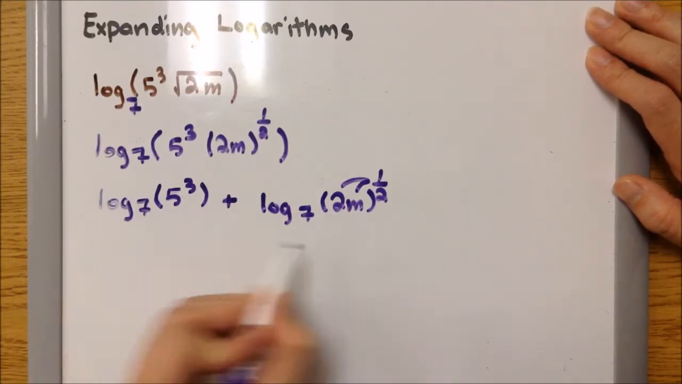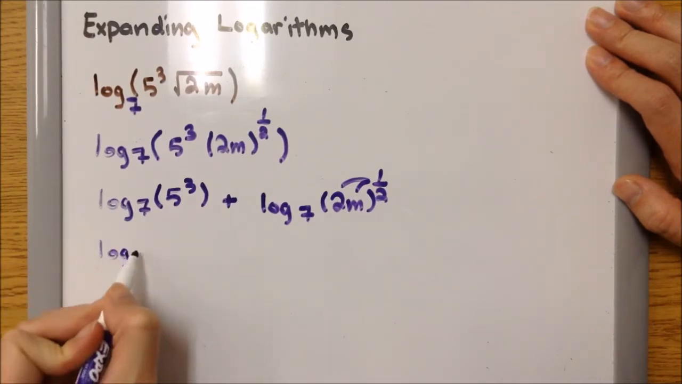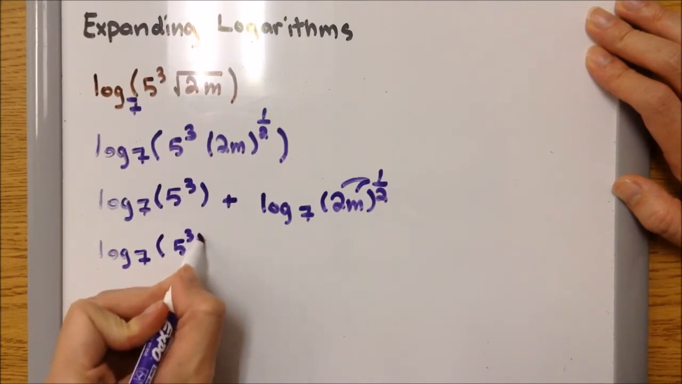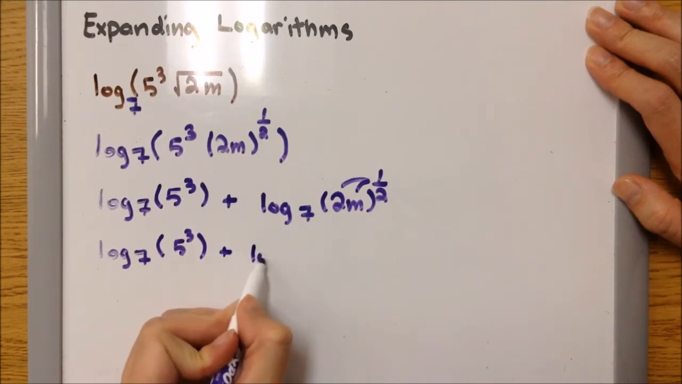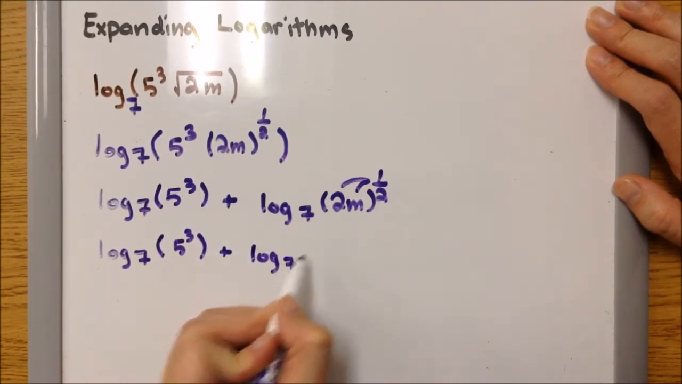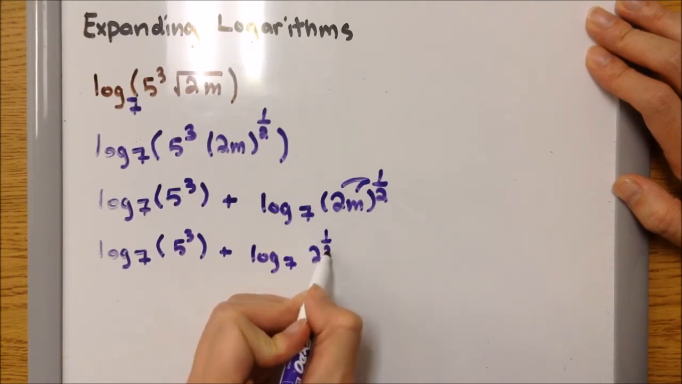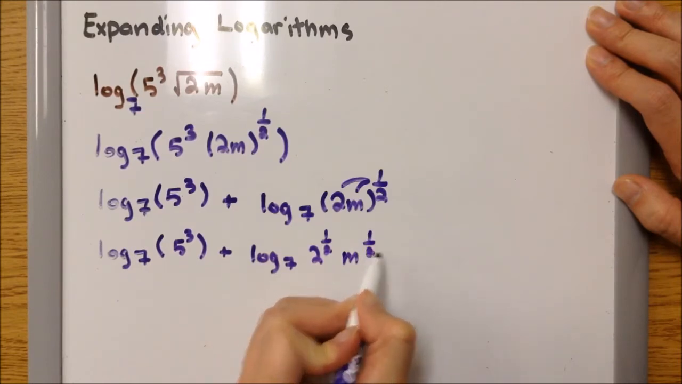So I'm going to rewrite everything. Log base 7 of 5 to the 3rd, plus log base 7 of 2 to the 1/2 power times m to the 1/2 power.